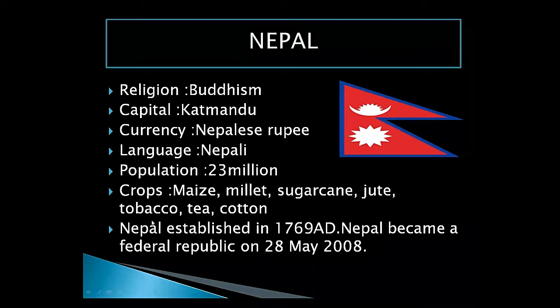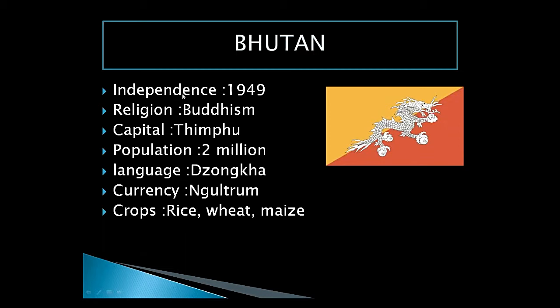Next country is Bhutan. The independence year of Bhutan is 1949. The religion of Bhutan is Buddhism, but around 25% are Hindus. The capital city of Bhutan is Thimphu. The population of Bhutan is about 2 million. The language of Bhutan is Dzongkha. The currency of Bhutan is Ngultrum. Famous crops of Bhutan are rice, wheat, and maize.